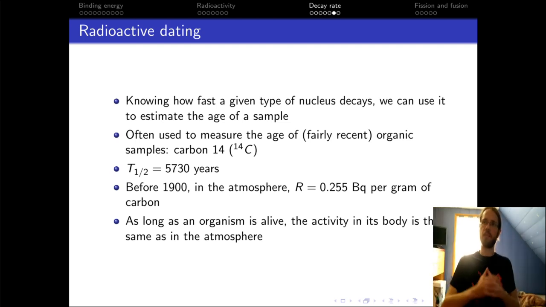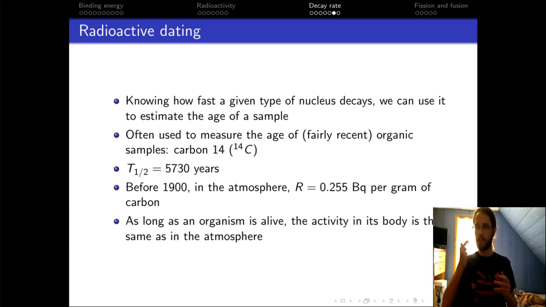In the atmosphere, they say approximately constant. Of course, it depends if some gases are thrown into the atmosphere. So, especially since the Industrial Revolution, this changed a bit. But for large periods of time, it tends to stay approximately the same. And as long as a creature is breathing, the atmosphere keeps entering its body through the creature breathing. So as long as the creature is alive, the ratio and thus the activity of carbon-14 inside its body remains also the same.